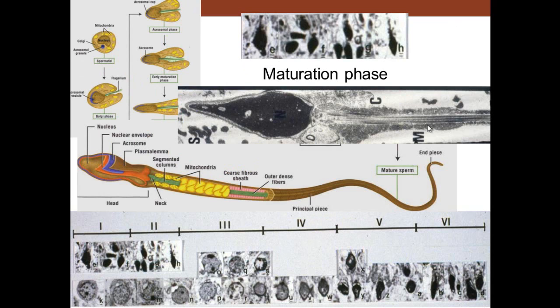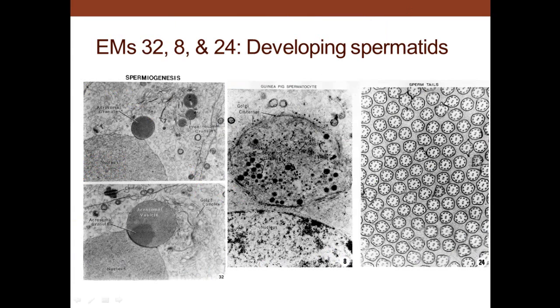with the mature product, which is the mitochondria located from the nucleus all the way to the annulus, right in through there. The dense fibers we're seeing there, and the axoneme in there, as we've talked about before. So you get condensation of the nucleus, development of the acrosome, and development of the flagellum.